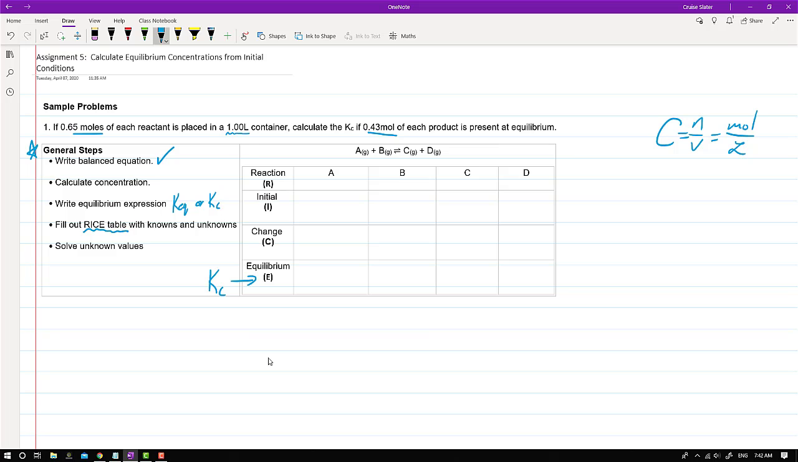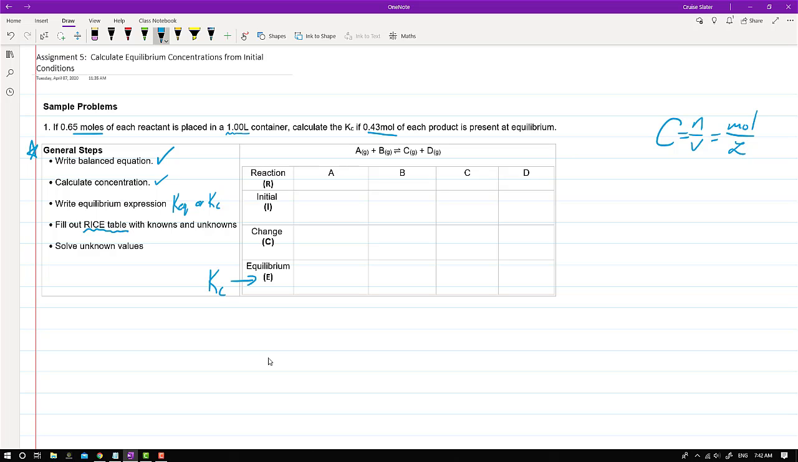So it says if 0.65 moles of each reactant is placed in a 1 liter container, calculate the Kc if 0.43 moles of each product is present at equilibrium. So we go through and we have calculated our concentration. Okay, I'll fill it in the table in a second. It's not a hard one for this one.